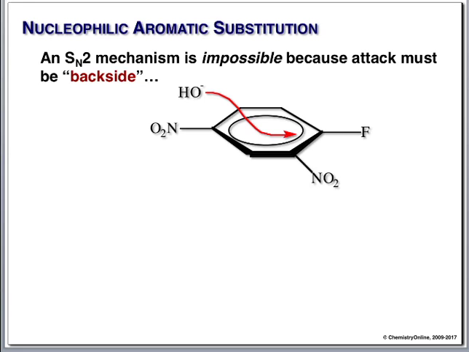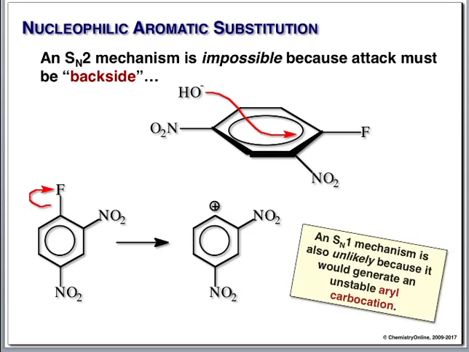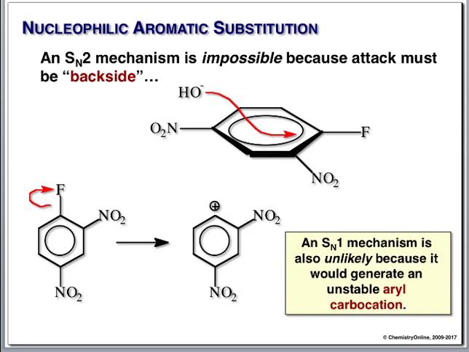In an SN1 mechanism, you form an intermediate carbocation and then add the nucleophile. However, this is one of the worst carbocations you could ever imagine. Nitro groups withdraw electrons like mad. And we're going to make an aryl cation? That's not going to happen. This is a terrible carbocation. So we can rule out SN1 and SN2.